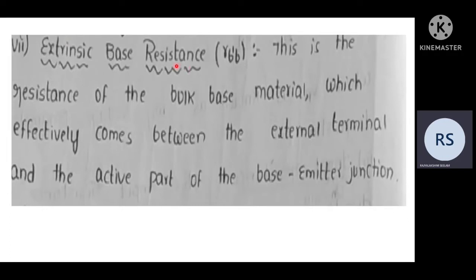Extrinsic base resistance RB'B. This is the resistance of the bulk base material, which effectively comes between the external terminal and the active part of the base emitter junction.